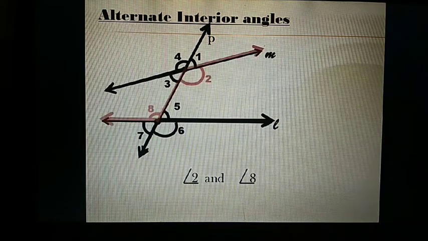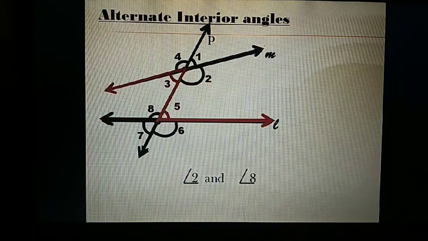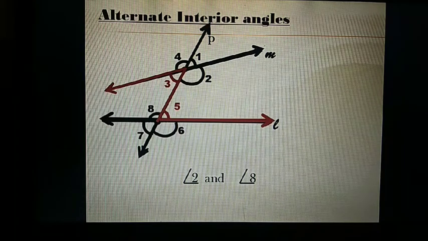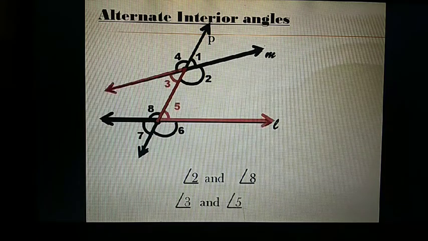Similarly, the second set will be 3 and 5. As 3 is on the left, 5 is on the right, they both are interior and their vertices are different. Angle 3 has vertex at M, whereas 5 has vertex at L. And we can say that these form a shape of Z.